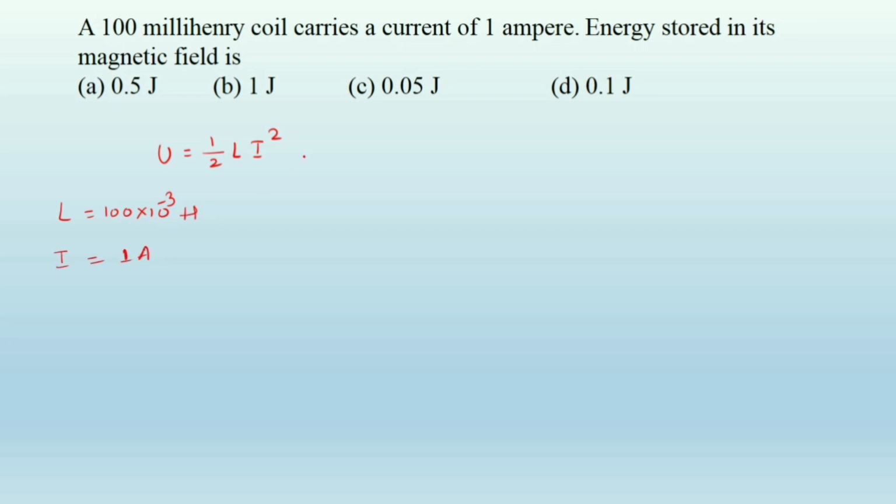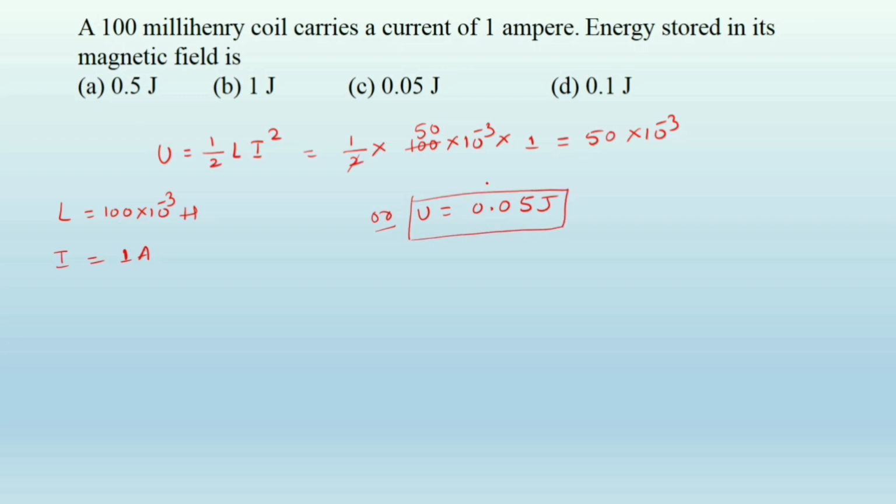Substitute the values. So U equal to 1 by 2 into self-inductance, 100 into 10 raised to minus 3, into electric current, 1 ampere. So we get, 2 ones are 2, 2 fifties are 100, 50 into 10 raised to minus 3, or we can write it as U equal to 0.05 joules. So the correct option is option C.